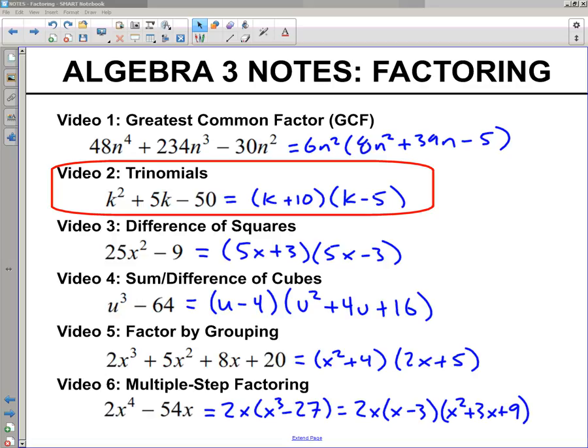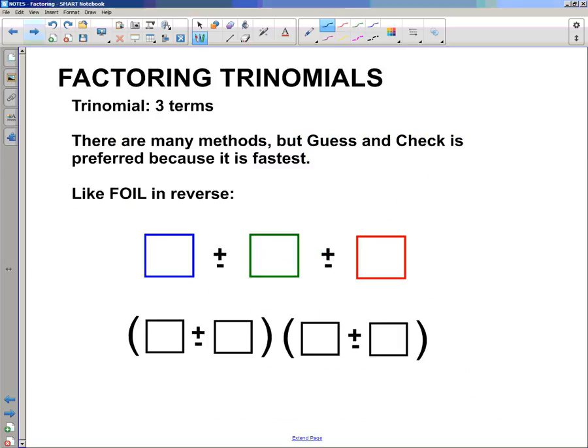This is video 2 in our series of notes on factoring. In this video, we're going to look at factoring trinomials using a method called guess and check. Now, a trinomial is just a polynomial with 3 terms. And there are a lot of different ways that you can factor these, a lot of different methods out there.